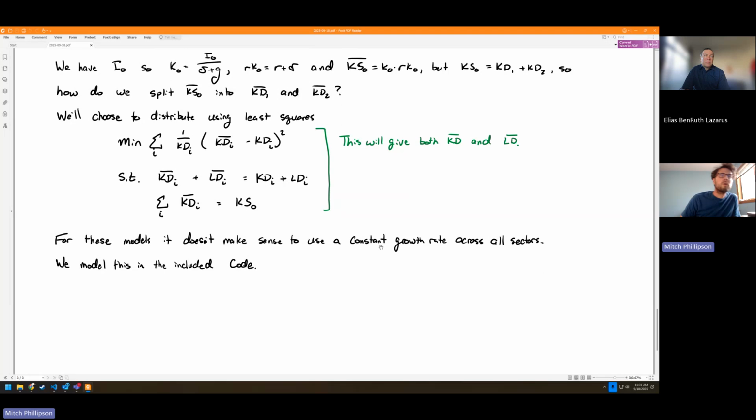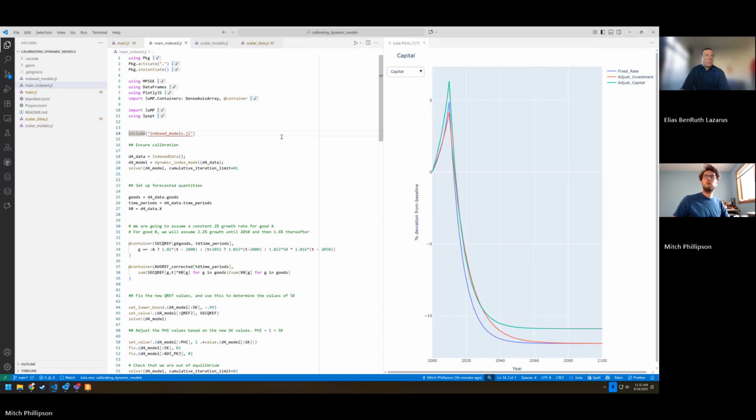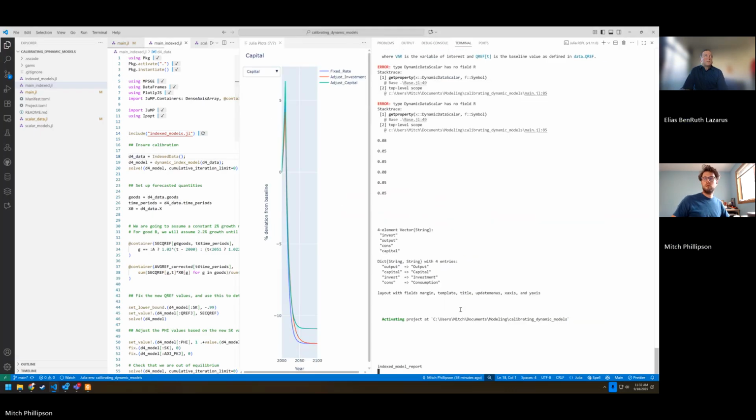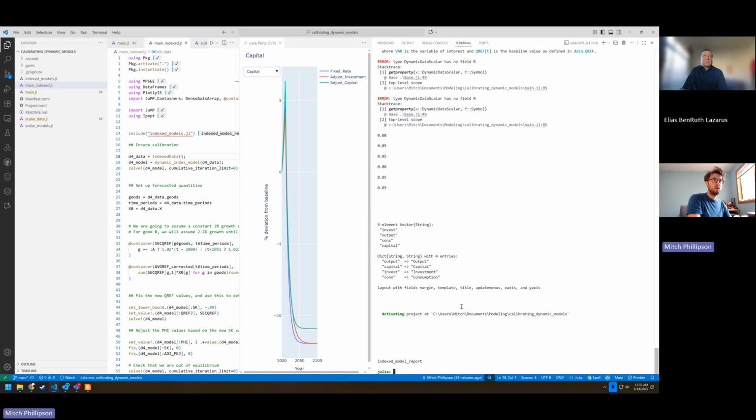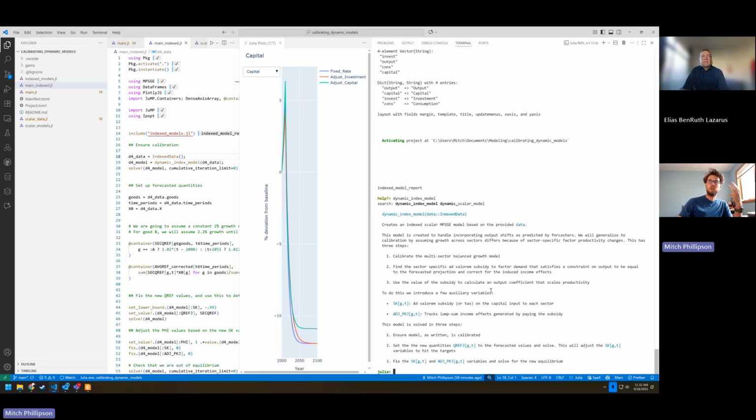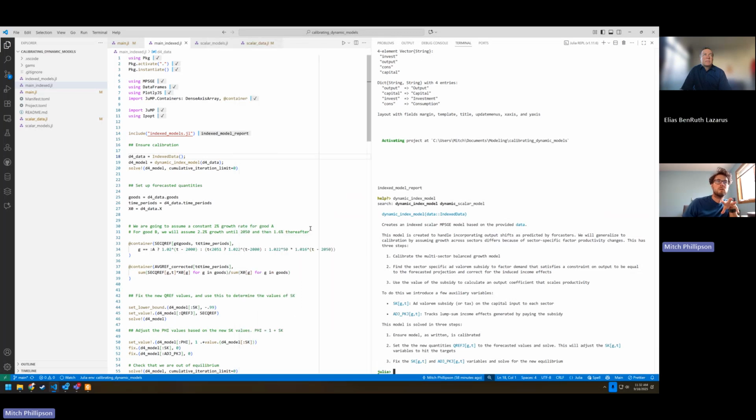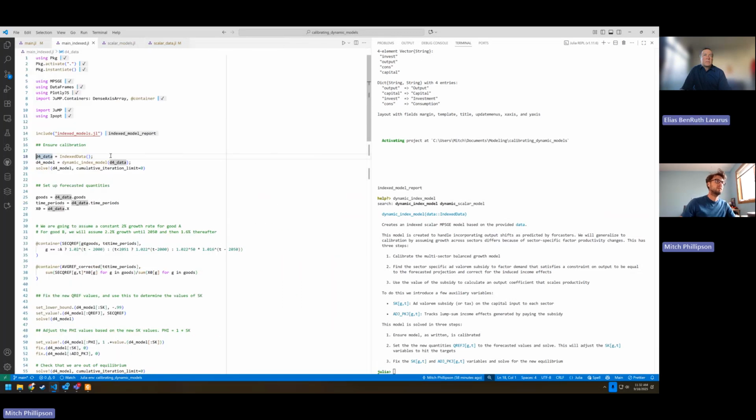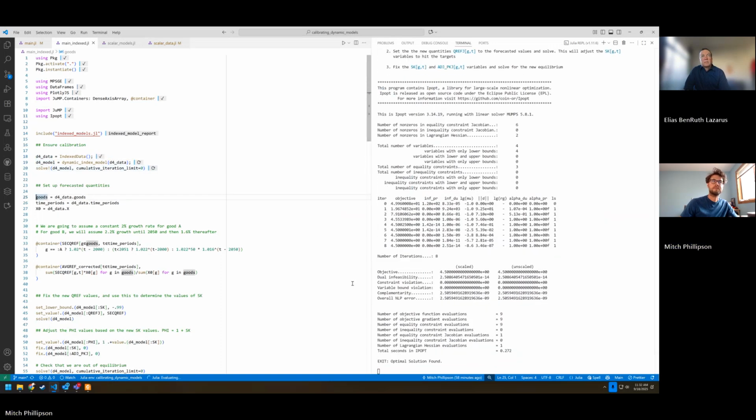So then here's the question. What if we have a non-constant growth rate? This is where it gets a little bit fun. Let's see here. What's the model? Dynamic index model. There it is. Okay, so we're going to calibrate. We're going to go through this in three steps. I'm going to close my plots. The first thing we're going to do is initialize our data, set up our model, and ensure it's calibrated. And it takes a second.